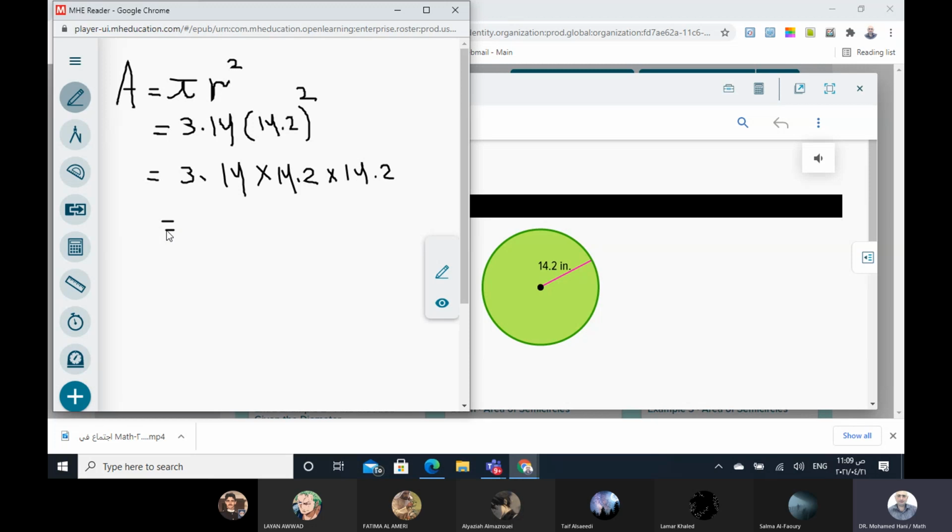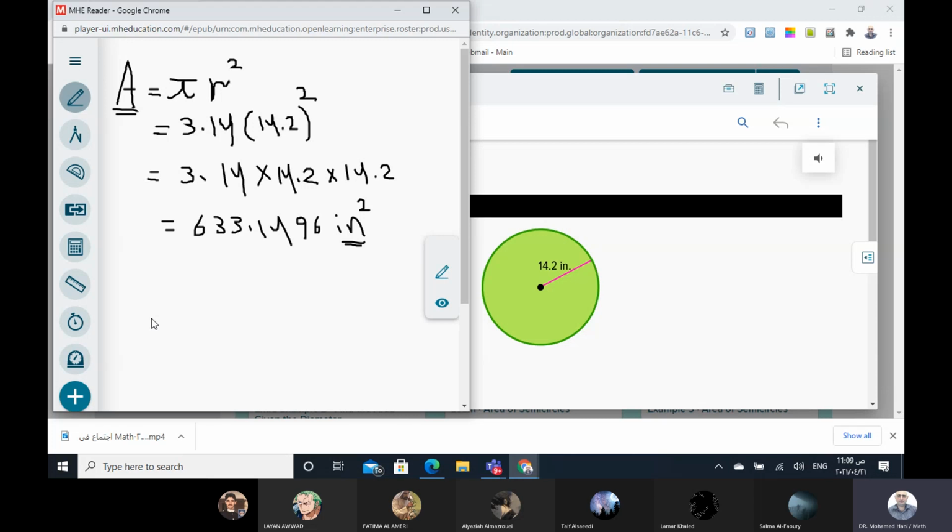Now we can calculate. We have 3.14 times 14.2 times 14.2. So the answer will be 633.1496 inch squared. Inch squared, because here we have area.